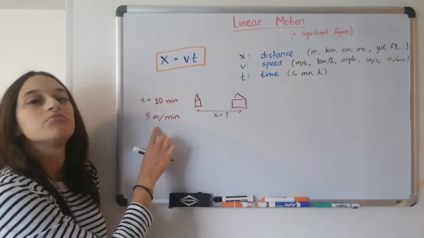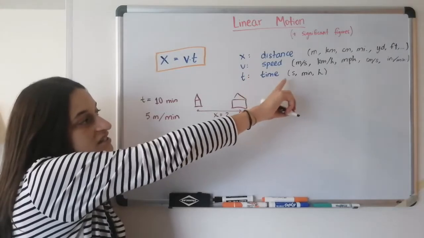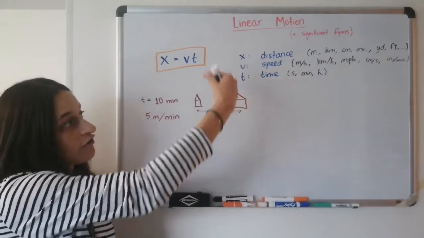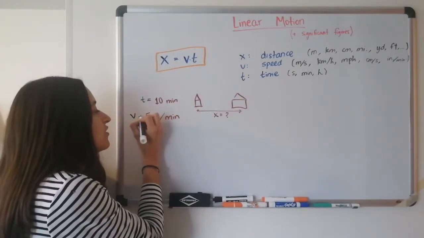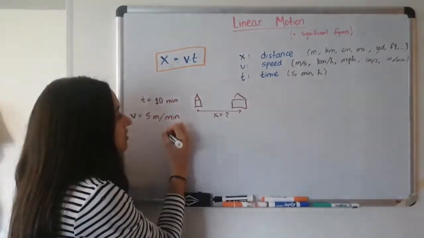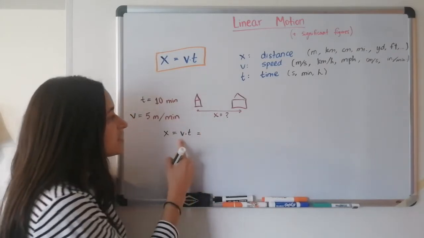And this value is in meters per minute, which is the only quantity that has a division in the units: speed. It has a division of a distance over a time. So we know that this is our speed or velocity, v, and we're looking for x. So we go back to our equation, x equals vt, v times t, and we plug our values in.